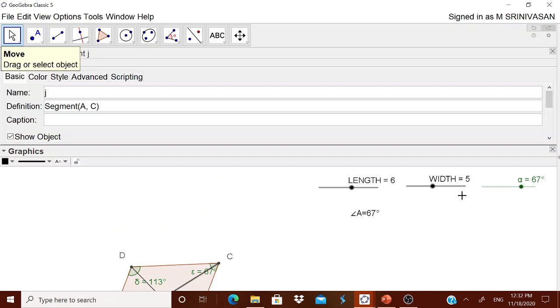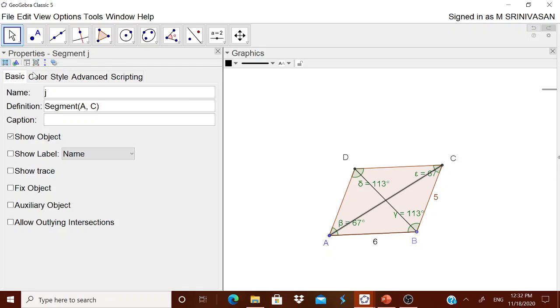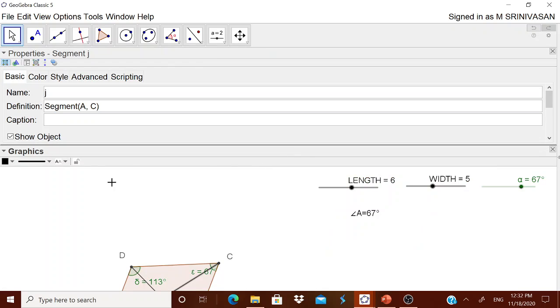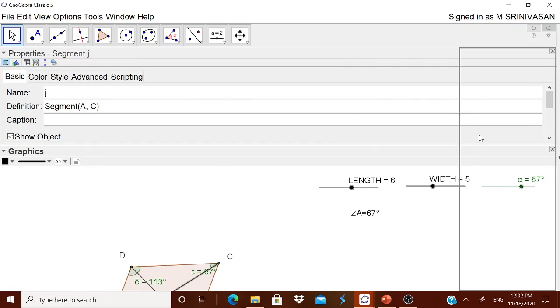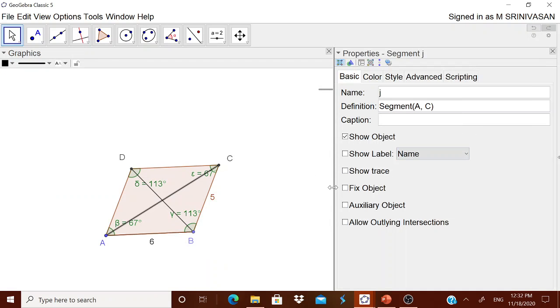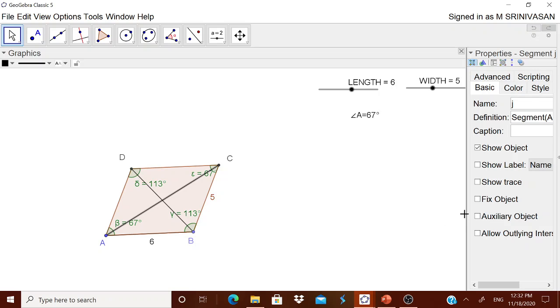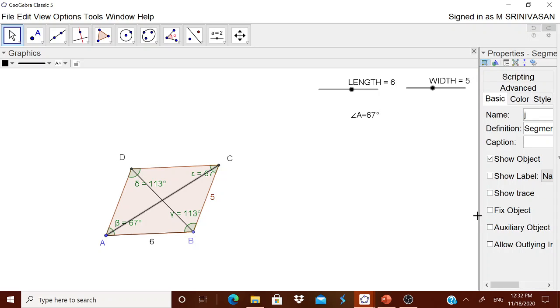Now object property, I will go for this object property. Normally you know that this object property has come over here. You see it has come on the left side, or you can put it on the right side, wherever you want. Normally it will be on the left side, sometimes it may be on the right side. You see I have put it on the right side. You can pull it and push it on the right side, as per your convenience.